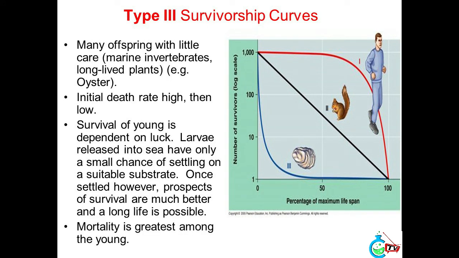Type 3 survivorship curves. Many offspring with little care, marine invertebrates, long-lived plants, example: oyster. Initial death rate high, then low. Survival of young is dependent on luck. Larvae released into sea have only a small chance of settling on a suitable substrate. Once settled, however, prospects of survival are much better and a long life is possible. Mortality is greatest among the young.